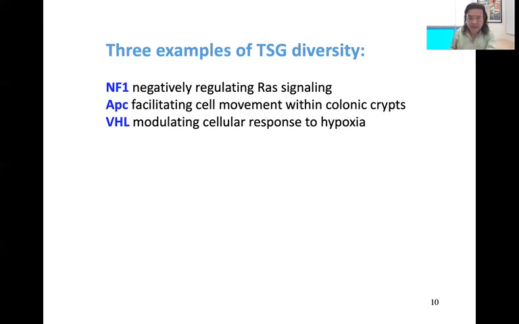But for today, let's look at these three examples. These are tumor suppressor genes that make tumor suppressor gene proteins: NF1, APC, and VHL. So let's start off with NF1. NF1 is a TSG that helps regulate the RAS signaling pathway.